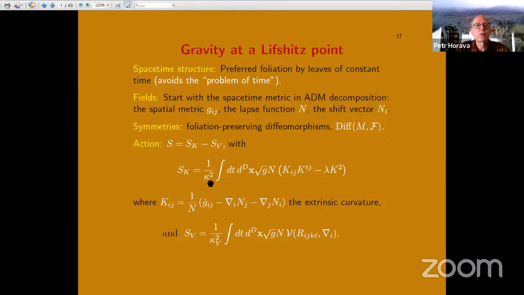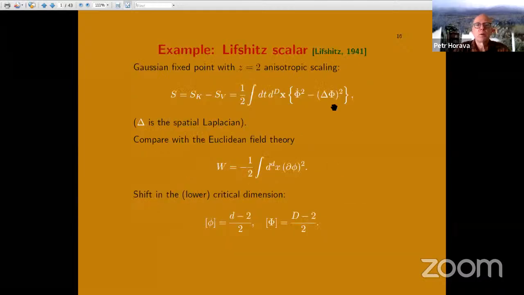contain time derivatives versus the part that does not contain time derivatives. And that's my definition of SK for kinetic and SV for potential term. So the kinetic term, which is analogous, if you go back to our previous example, we are now constructing the analog of the phi dot squared term of the scalar field. And later on, the potential piece will be the generalization of the spatial derivative part of the action.